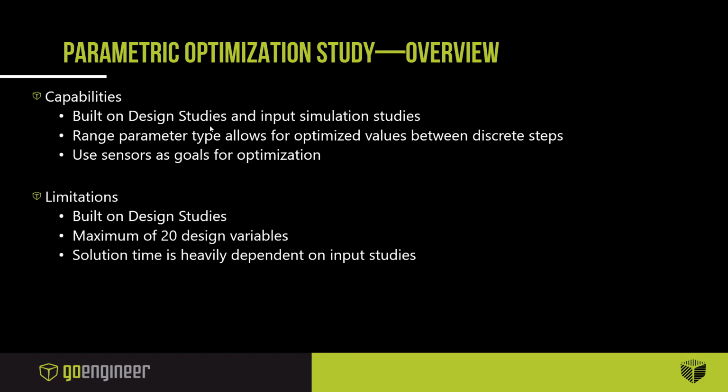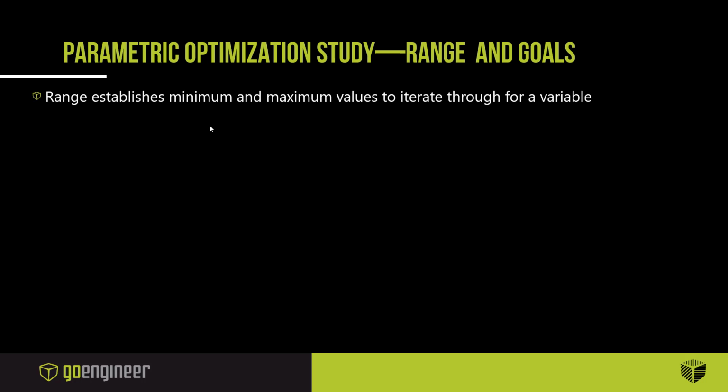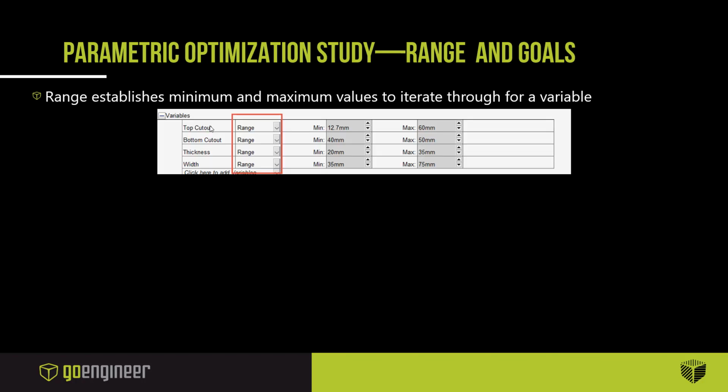And once again, a parametric optimization study does not exist in a vacuum. It is still highly dependent on the input studies that you feed it, on solve time as well as overall resolution of the results. Now, talking about the new features that it introduces, range and goals. A range establishes a minimum and maximum threshold of values for it to iterate through. So, where we might typically indicate a step size, we can now just indicate the minimum and maximum thresholds that it's going to try.